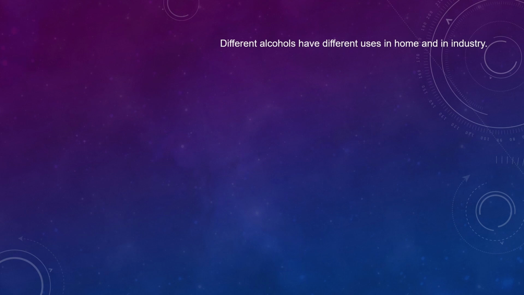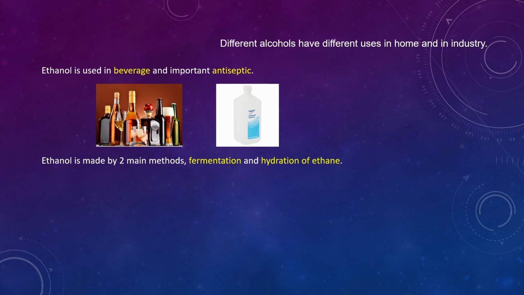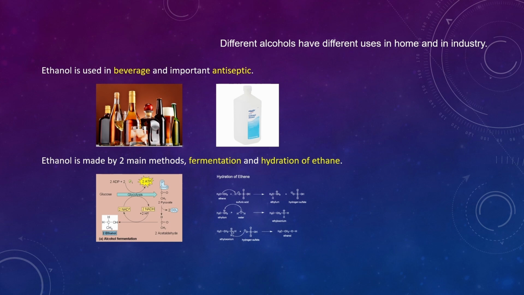Different alcohols are used in the home and industry. Ethanol is, of course, a common alcohol used in beverages, but it is also an important antiseptic. Ethanol can be made by 2 main methods: by fermentation and by hydration of ethene. Other uses of alcohols are as fuels, preservatives, and solvents.